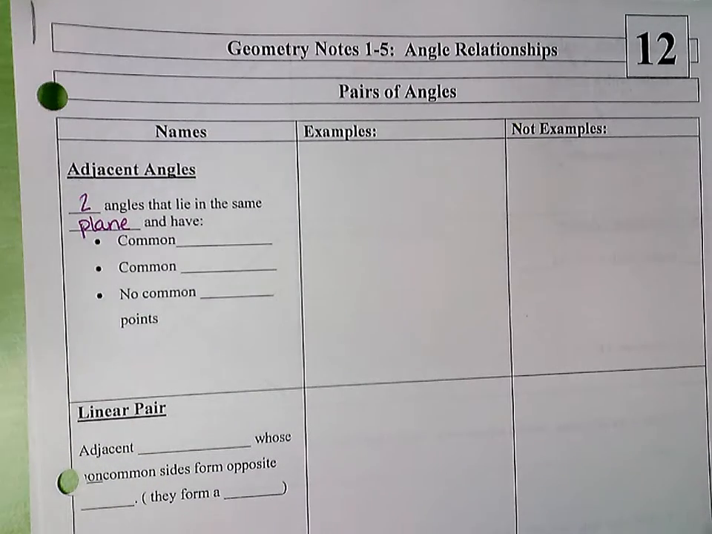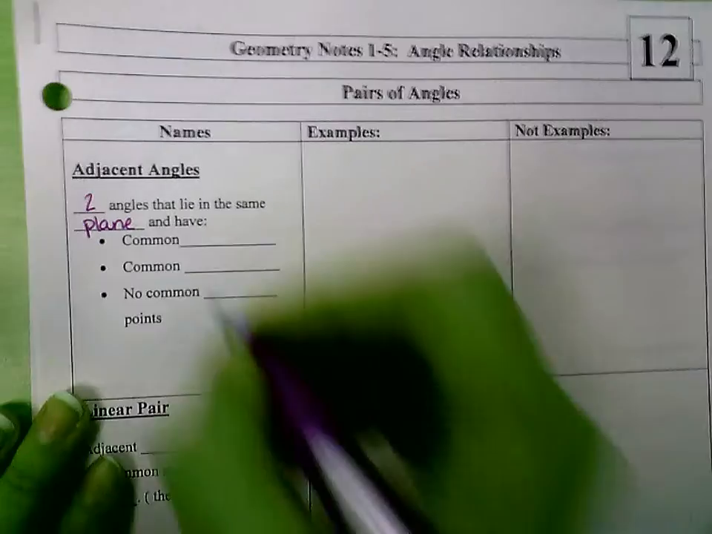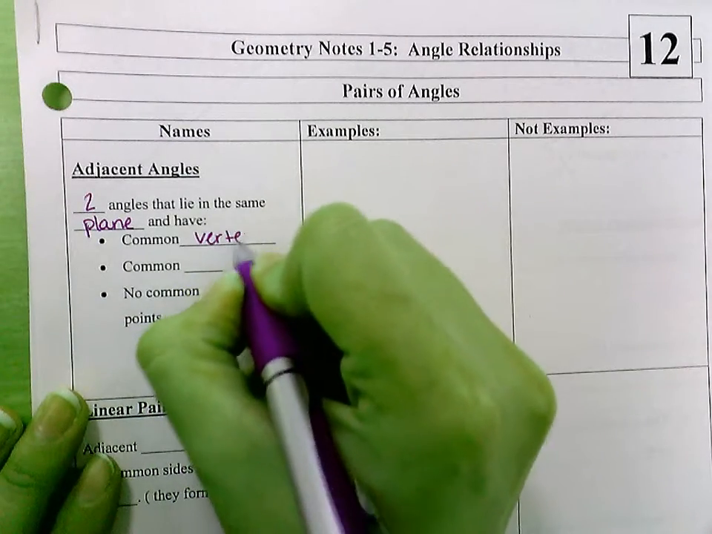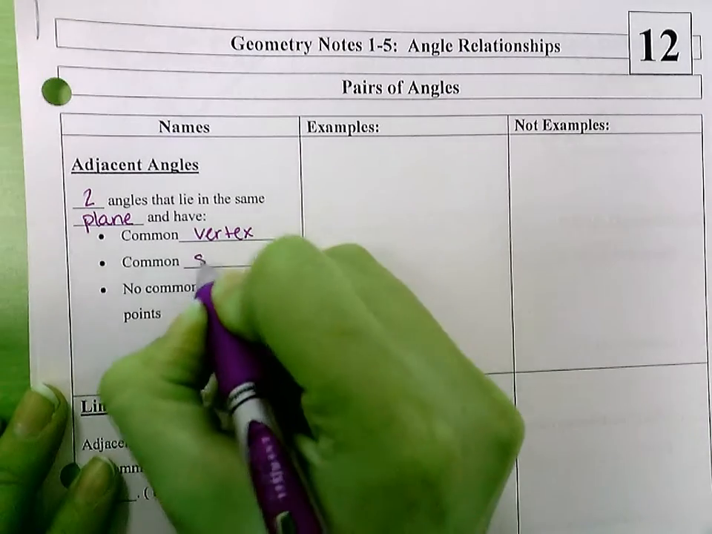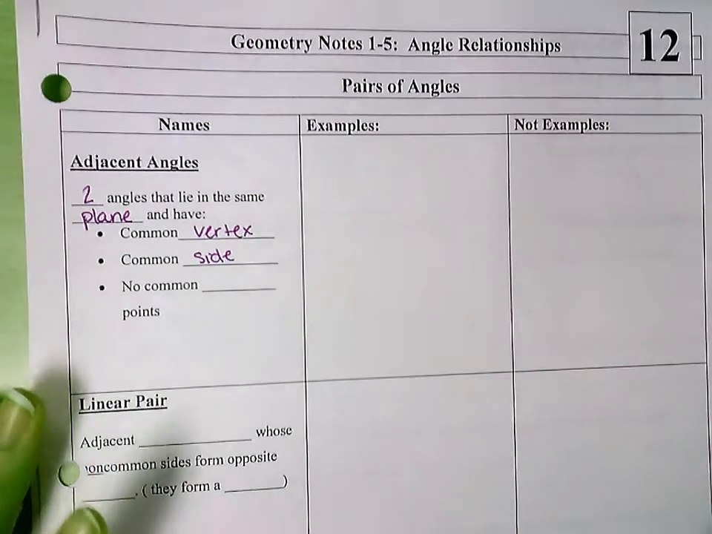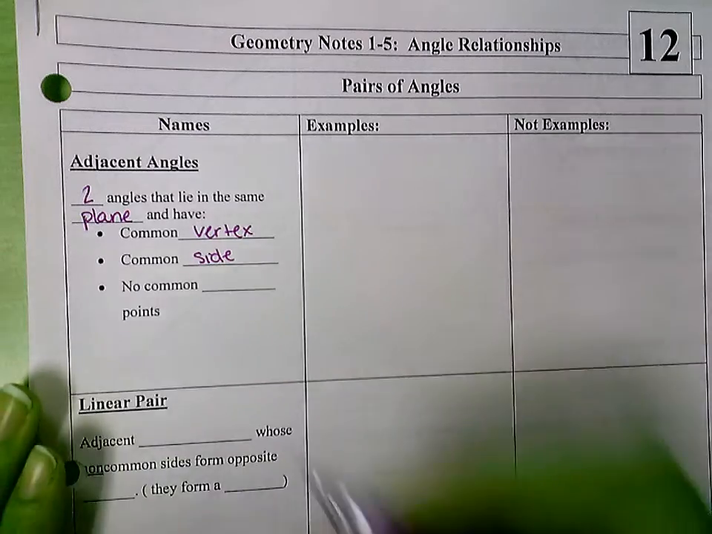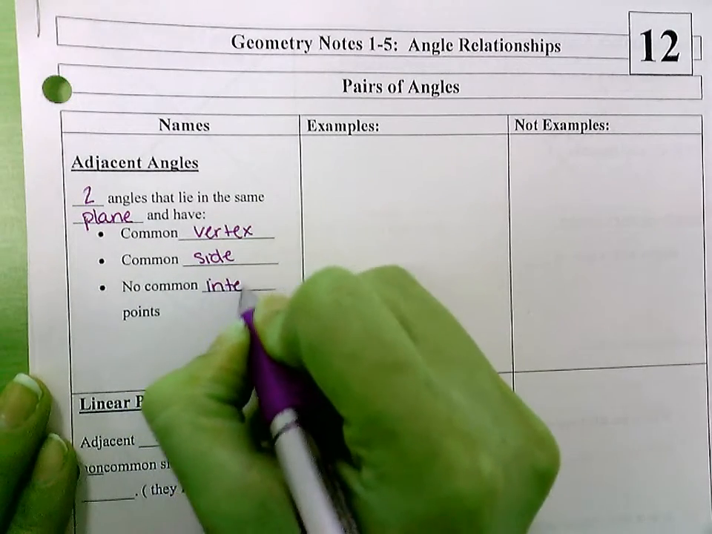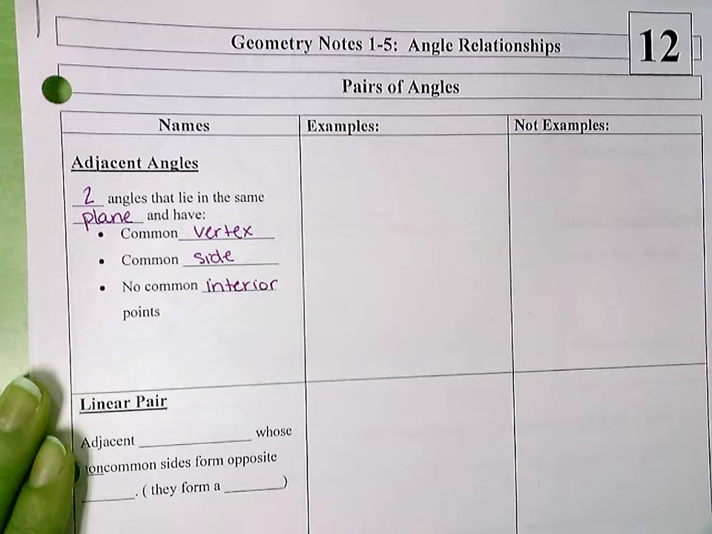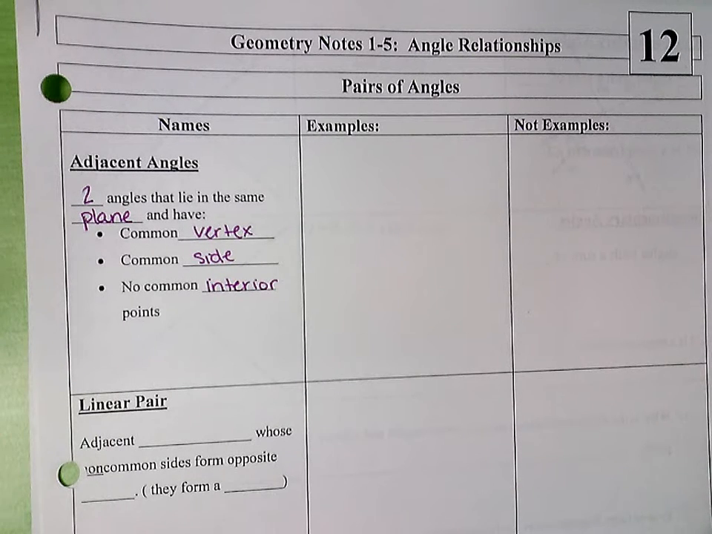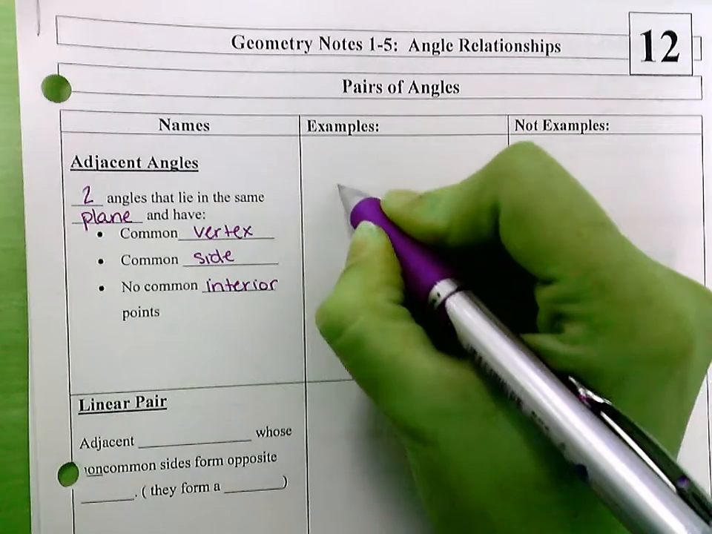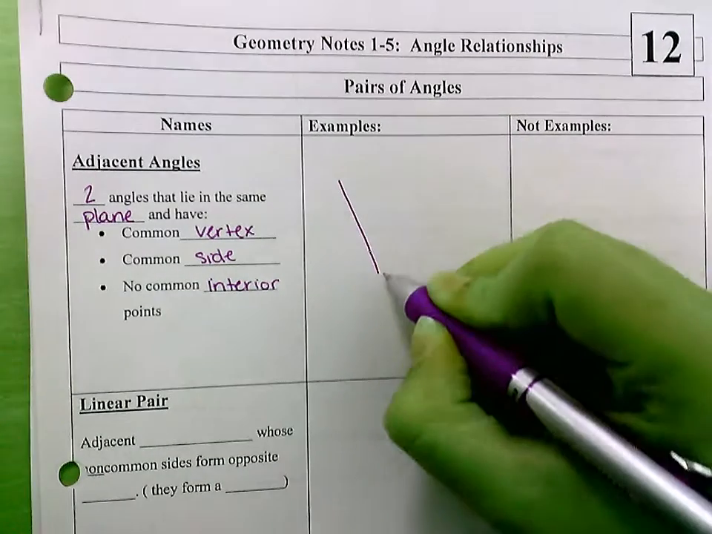Two angles that lie in the same plane and have a common vertex, a common side, and no common interior points. Okay, so an example of adjacent angles. I'm going to draw some nice pictures here today.